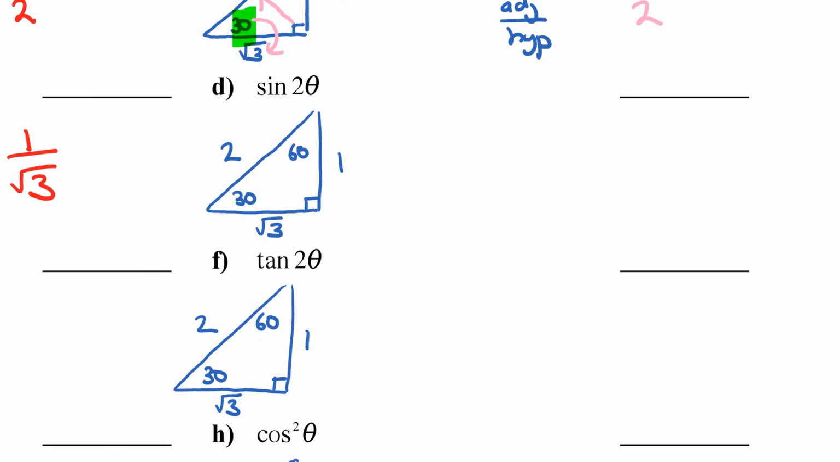Okay, let's move on to letter D here. So now I have sine of 2 theta, and what was theta again? Theta was 30 degrees. So this is really asking what is sine of 60 degrees. We're no longer looking for 30 degrees, we're looking for 60 degrees because of that 2 here, right? So 2 times 30 is 60. Now find your 60, and remember, sine is opposite over hypotenuse, so the opposite is root 3, and the hypotenuse is 2. So root 3 divided by 2 is your answer for letter D.